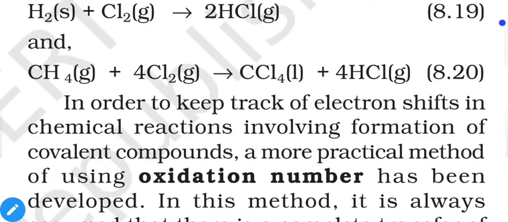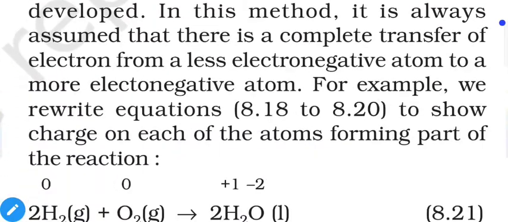In order to keep track of electron shift in chemical reactions involving the formation of covalent compounds, a more practical method of using oxidation number has been developed. In this method, it is always assumed that there is a complete transfer of electron from the less electronegative atom to a more electronegative atom. So as mentioned, it is assumed. Actually, these types of transfers do not occur. That means in the case of covalent compounds, electron transfer does not take place, but we have to assume it. The less electronegative element will lose an electron and it will enter into the more electronegative element.